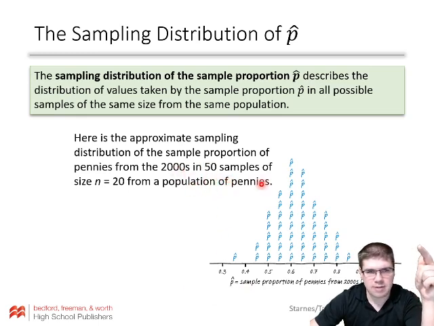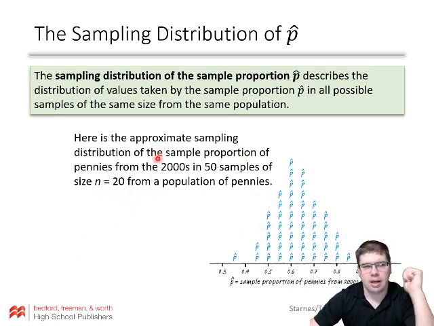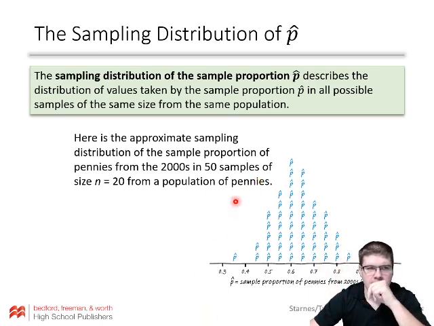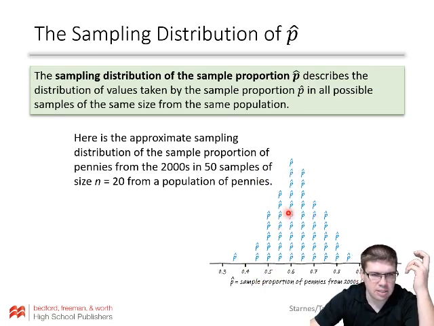Approximate because they only did 50 samples here, so they got 50 p hats, but you could theoretically do many more. And this is the proportion of pennies from the 2000s. I can't quite remember when this book came out and when this distribution might have been done, but we have 50 different samples of size 20, and we're looking at the proportion that had pennies from the 2000s. So we saw in one sample as high as 95%, and then as little as looks like 35%, but usually around 60, 65%.